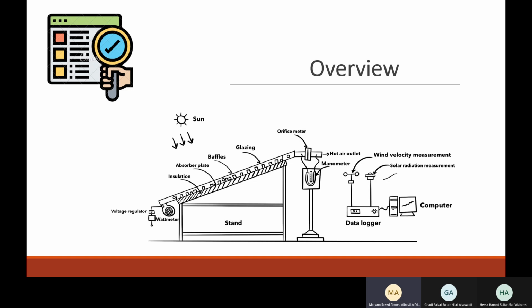An orifice meter is added to measure the flow rate of the air. A manometer is also added to measure the air pressure. Also, wind velocity and solar radiation measurements will be added when doing the experimental work.